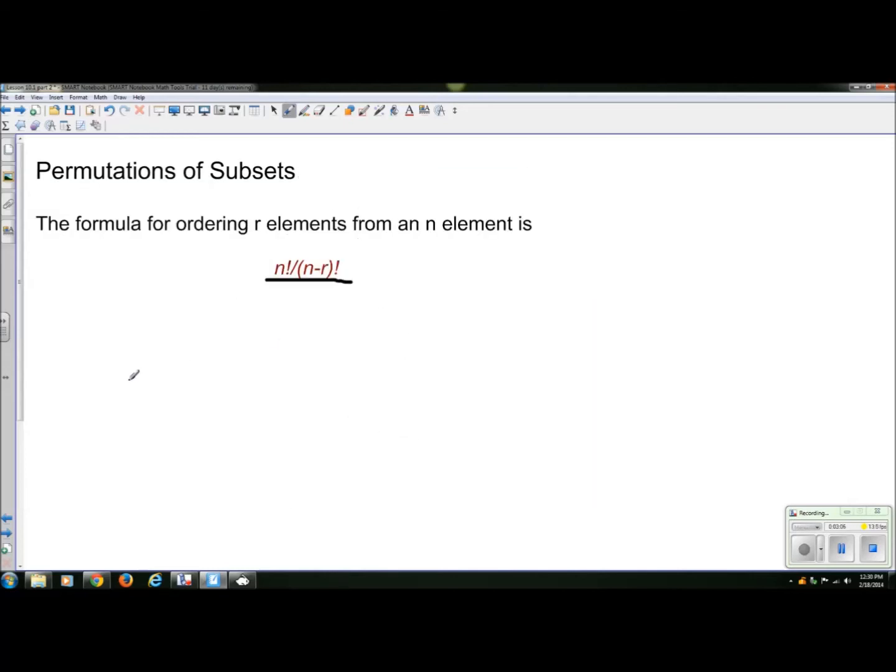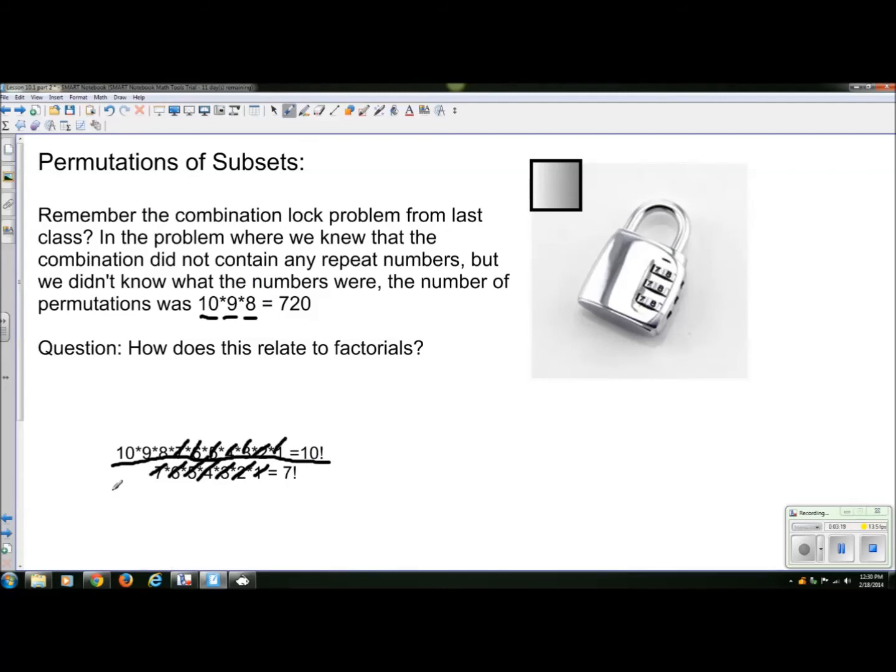So the formula for ordering r elements from an n-element set is n factorial divided by the quantity n minus r factorial. And you can see that here, right? This is 10 factorial, and we want to divide that by 7 factorial. Well, 7 factorial is really 10 minus 3 factorial, where 3 is the number of wheels on our lock, right? We're choosing 3 of our numbers, and that's the bit that we have to divide out to figure this out.